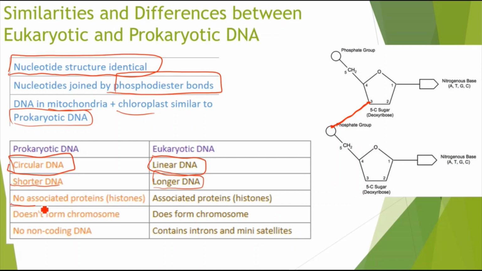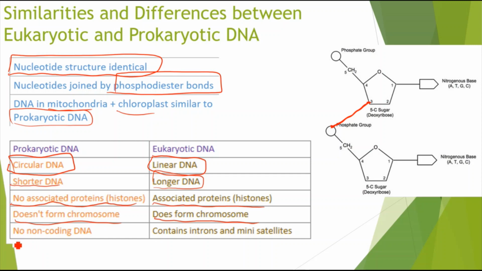The prokaryotic DNA is not associated with any proteins, whereas the eukaryotic DNA does have proteins which are called histones, which help it to coil. And the prokaryotic DNA does not form chromosomes, whereas the eukaryotic DNA does form chromosomes.